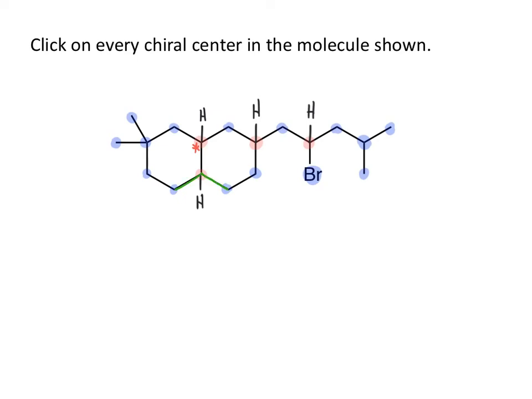We got a match there, still a match to a CH2. Then we get here versus here, you finally find a point of difference. A quaternary carbon versus that tertiary carbon. So that's a chiral center. Same process here and here. So you have four chiral centers in this molecule.